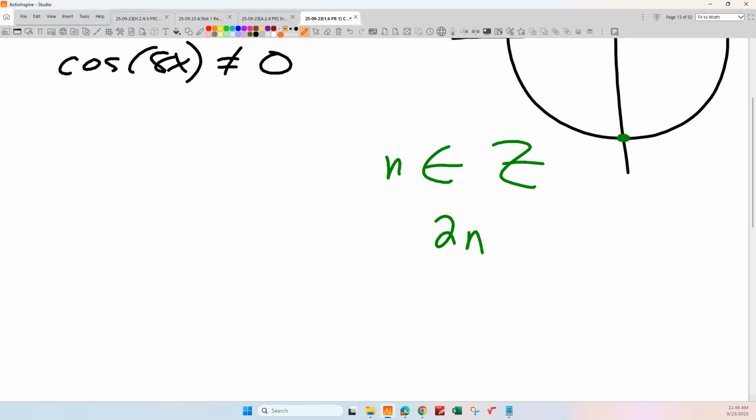Subtract 1 or add 1, right? How about if we subtract 1? 2n minus 1 is guaranteed to be odd, isn't it? See the trick? If I double n, where n is any element of the set of integers, that's guaranteed to be even. So if I subtract 1 from it, then the result is guaranteed to be odd, because any even number minus 1 is odd, right?